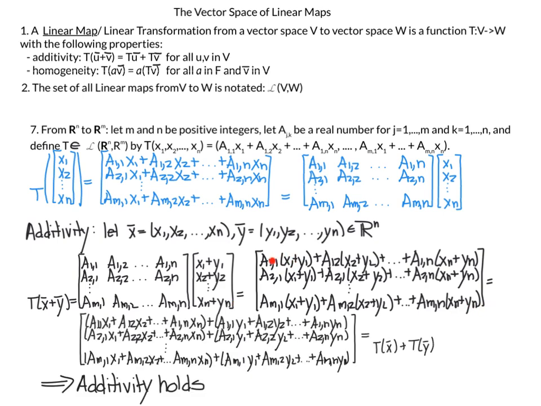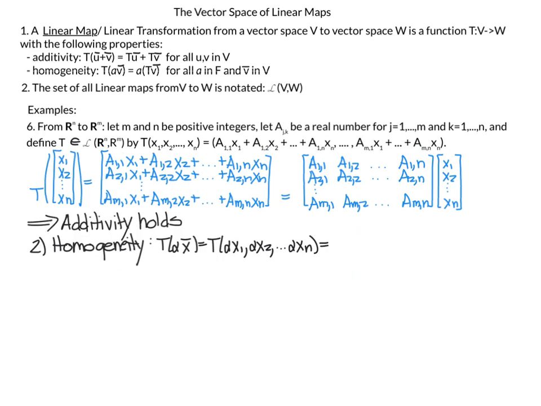What I can do now is I can group my x and my y terms. So here I've grouped my x terms, here I've grouped my y terms, right? I just multiply out the a11 scalar times x1, a11 scalar times y1. It's all added together. So I can then rearrange them. So my x's are together, my y's are together, all the way down to the nth row. So now I can separate them out. Using vector addition, this part here becomes my T of x, and this here becomes my T of y, and therefore additivity holds. So I've shown additivity, and now I still need to show homogeneity.